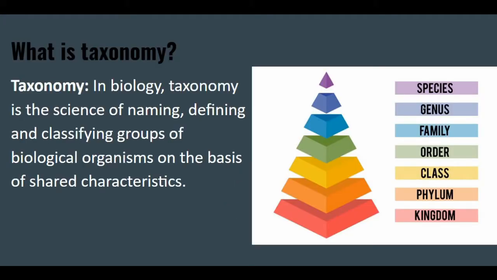So what is taxonomy? Taxonomy is the science of naming, defining, and classifying groups of biological organisms on the basis of shared characteristics. So in taxonomy, there could be 8 different categories, or sometimes 9 different categories. There are kingdom, phylum, class, order, family, genus, and species. Sometimes it includes domain, which is right below kingdom, but people tend to not include that because domain is a very broad category.